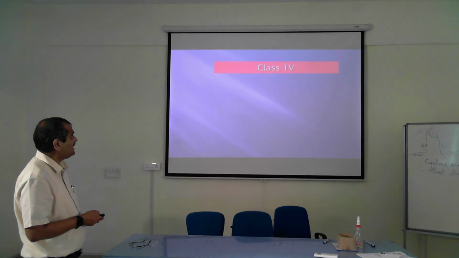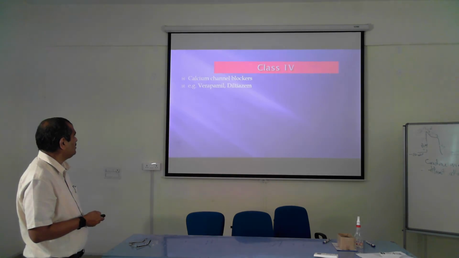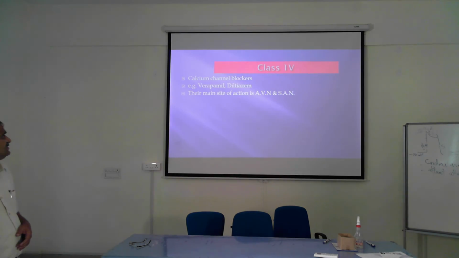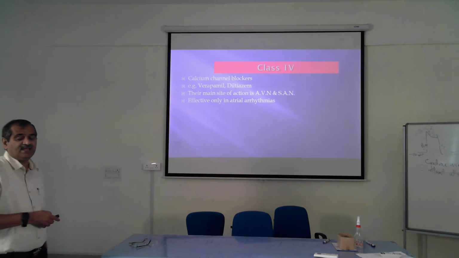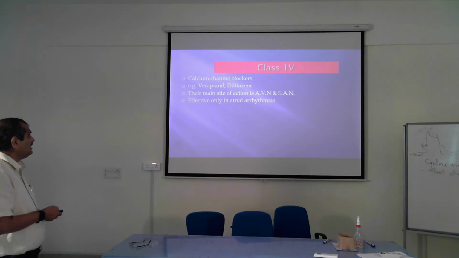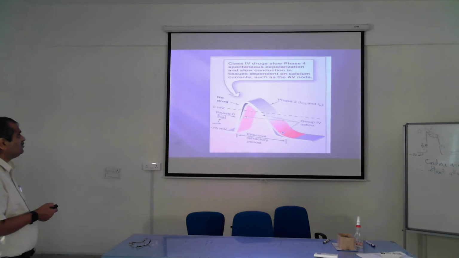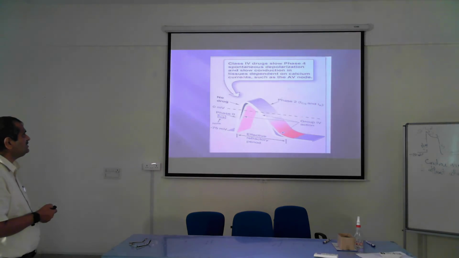And last is the class 4 drugs, the calcium channel blockers. The examples are verapamil and diltiazem. So the main site of action is the AV node and SA node. So they are effective only in atrial arrhythmias. If it is a ventricular arrhythmia, then it is of no use. So class 4 drugs slow phase 4 spontaneous depolarization and depend on the calcium currents.